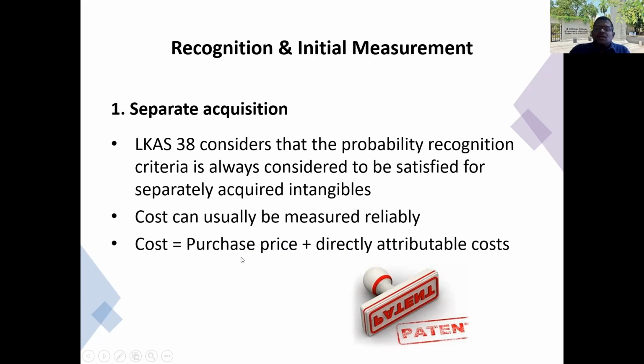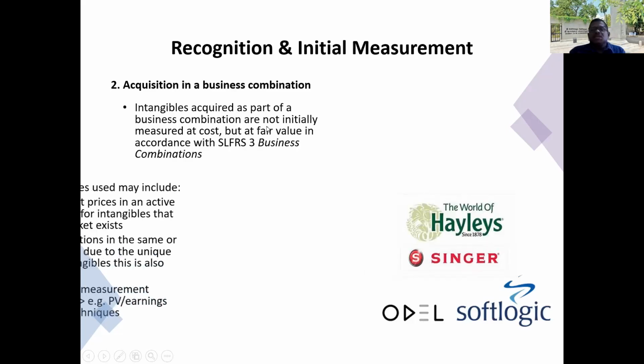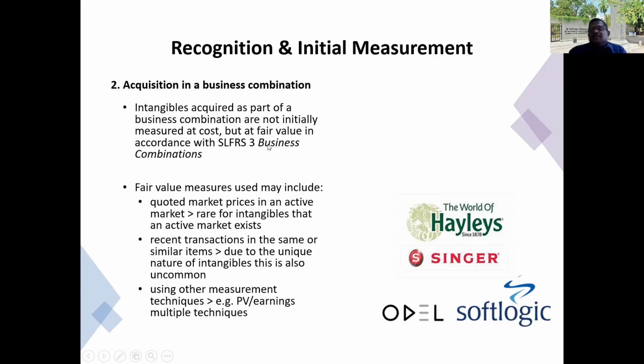The cost means the cost plus, as I told you, the purchase price plus the directly attributable cost. Then, of course, the second one, acquisition in a business combination. When you acquire any intangible in a business combination, SLFRS 3, remember that you are not measuring the intangible initially at cost. Remember, you are measuring it at fair value, not at cost. That's the difference. Is it clear?